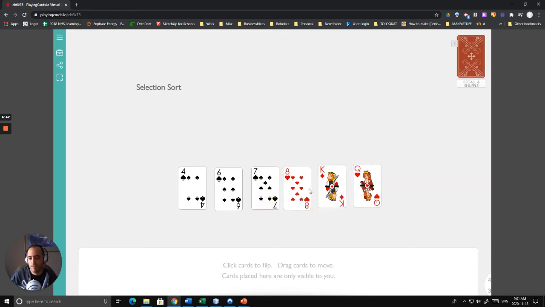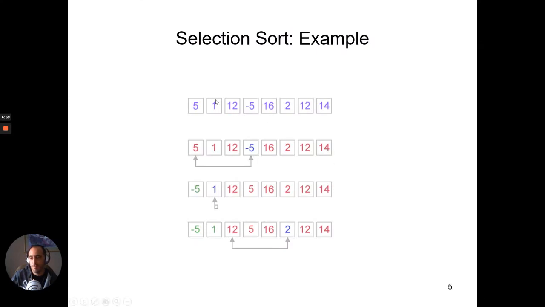Do that again, it's the 8, so there's no swapping necessary. Do that again, it's the queen, and now we have a sorted list. Looking at that with just numbers, you can see what's happening here is that the first time it runs through the list, it's going to swap these items. Then it's going to start at the next position. It's going to go through the list.